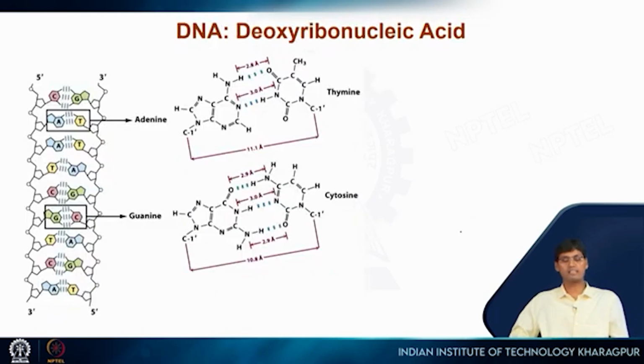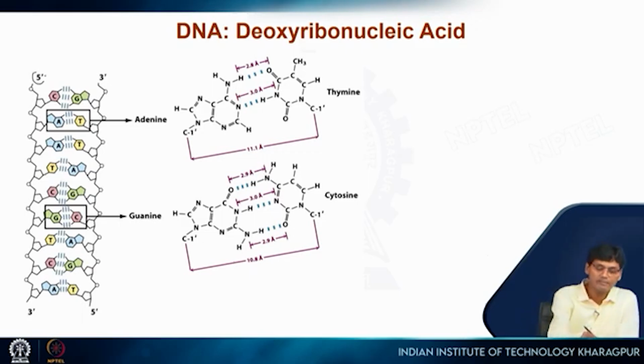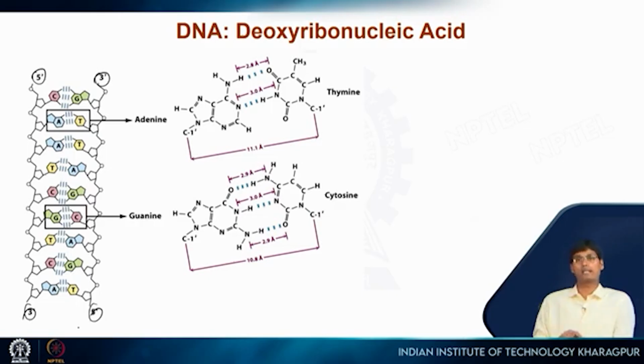Now this is the structure of double-stranded DNA. As you can see here, there is 5' to 3' and 3' to 5', so they are anti-parallel. Now if you see here, this is the phosphate group, this is the sugar, and this is the nitrogenous base. So the phosphate and sugar form the backbone, the sugar-phosphate backbone, and the nitrogenous bases are attached to the sugar group.